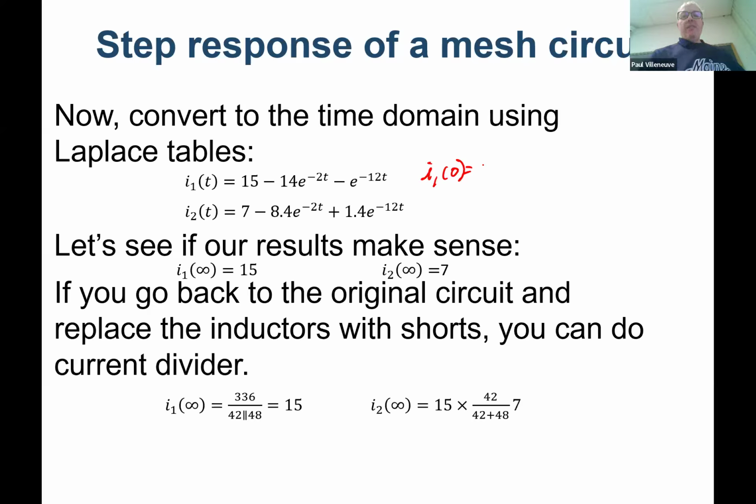So let's plug in 0. 15 minus 14, e to the minus 0 is 1, minus e to the minus 12t, where t is equal to 0, equals 0, doesn't it? Let's check the other one. I2 of 0: 7 minus 8.4, because that's 0, plus 1.4. What does that equal? 0. So the initial condition and the final conditions match with what we had.